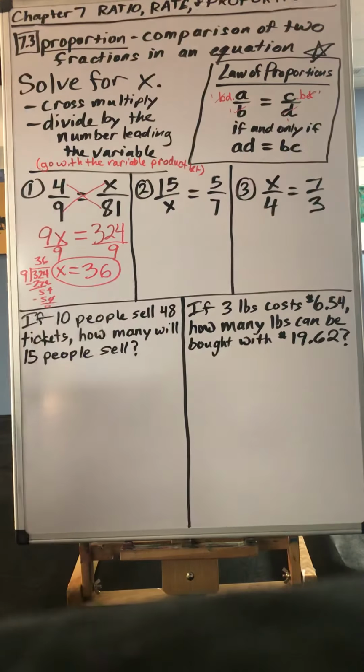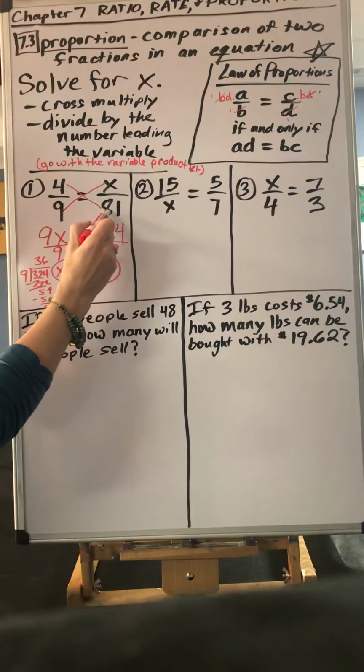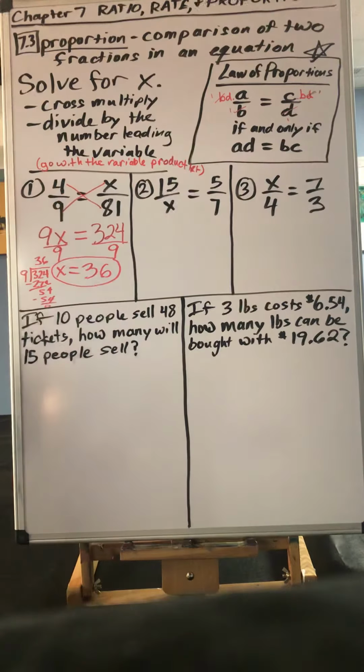Now, some of you might say, hey, I have a shortcut for that. 9 times 9 is 81. 4 times 9 is 36. And that is a good shortcut, but the shortcut doesn't always work, and I'll show you in a little bit where it doesn't always work. Okay, cross multiply, divide by the number leading the variable.